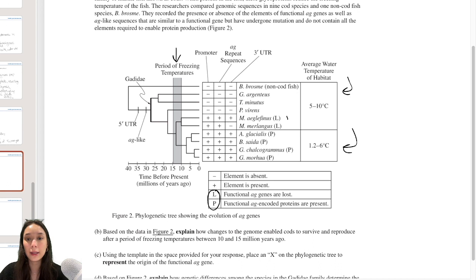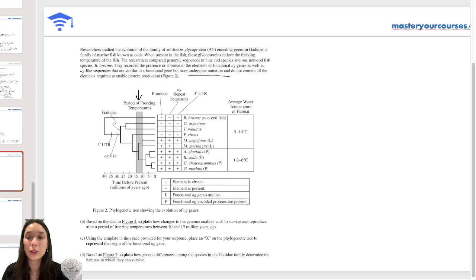If there's an L beside them, like these ones, it means that they had the gene for the glycoproteins and then they lost them. And it tells you in the question that it was a similar gene but had undergone mutation. And then the P, the ones beside these ones, indicate that it's still a functional gene that's capable of making protein. Okay, so for part B, let's do this one.